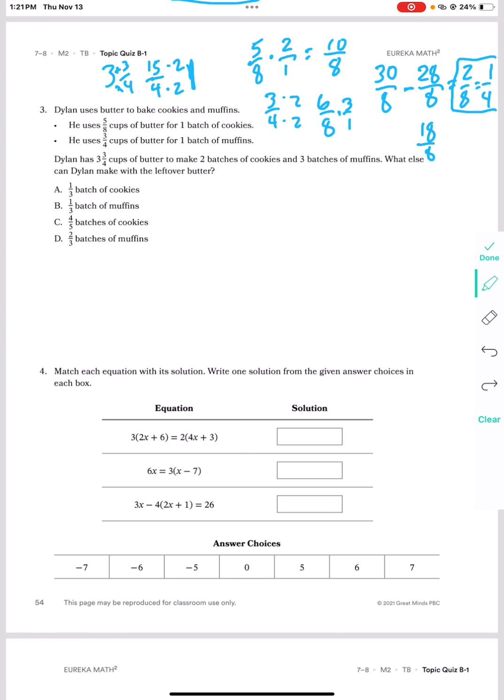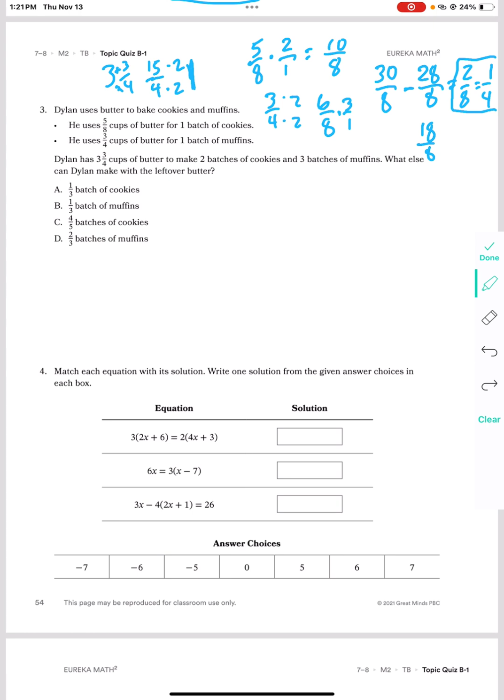and we need to figure out what that amount of butter can get him. Okay, so now that we know how much butter he has left, we can look at our answer choices and see how many cookies or muffins or whatever they're saying that he can make. Okay. So if I look at the first one, it's saying that he should be able to make 1/3 batch of cookies.